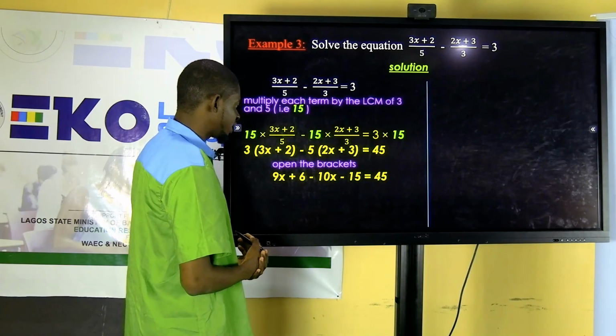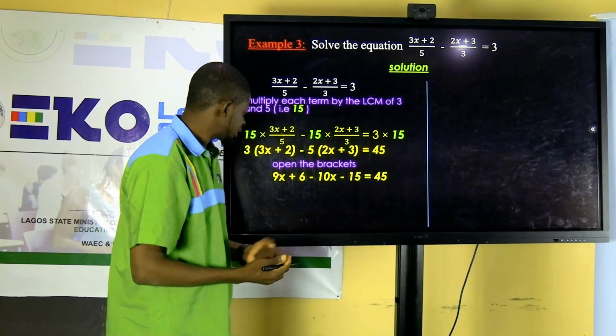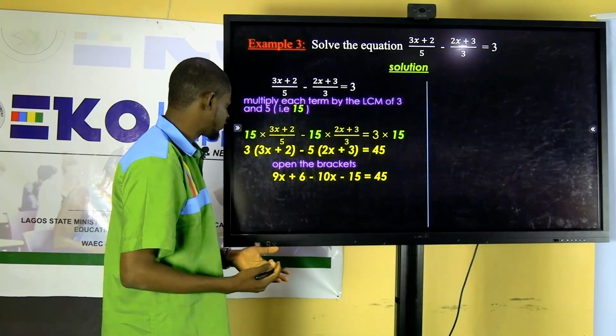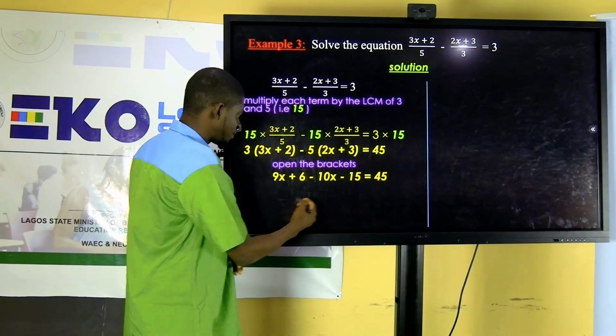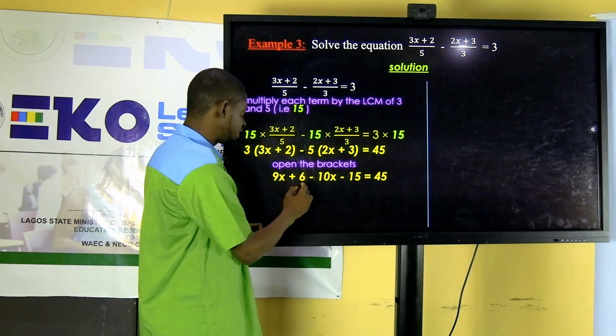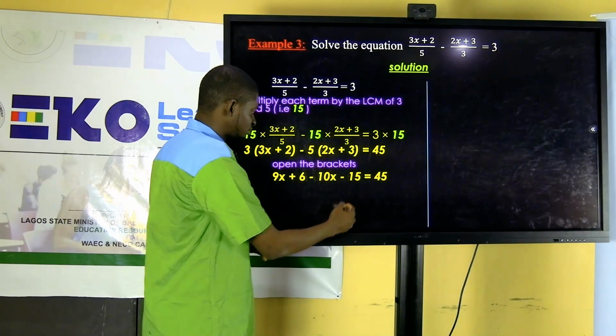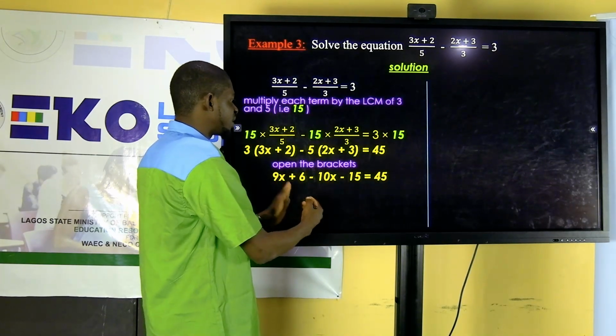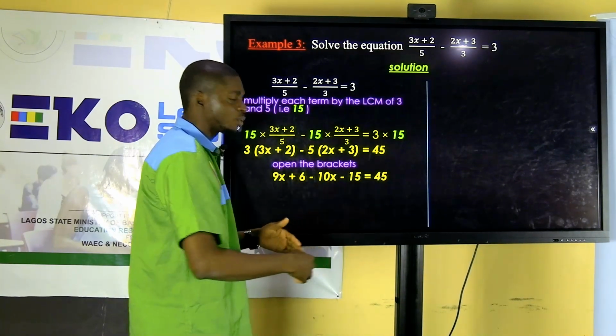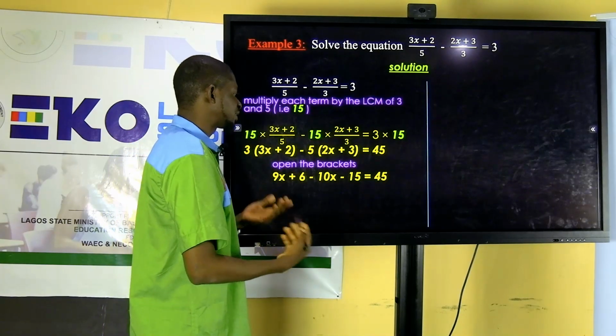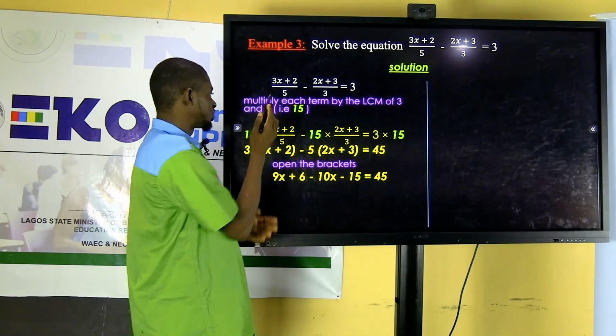Now that we've opened the bracket, we can take a step by simplifying further. 9x minus 10x, we keep it. 6 minus 15, we can simplify that here before we collect like terms, and we may as well decide to collect like terms right from here. There is no problem.